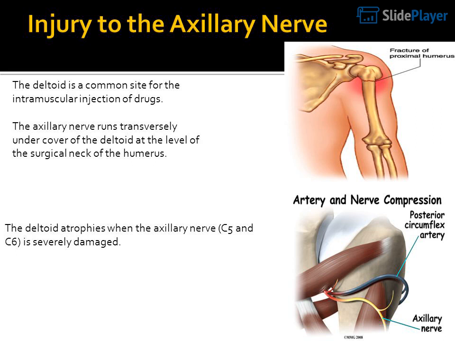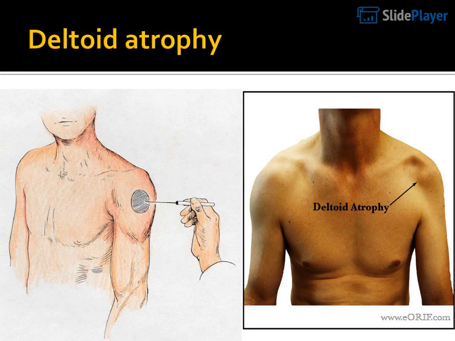The axillary nerve runs transversely under cover of the deltoid at the level of the surgical neck of the humerus. The deltoid atrophies when the axillary nerve, C5 and C6, is severely damaged. Deltoid atrophy.